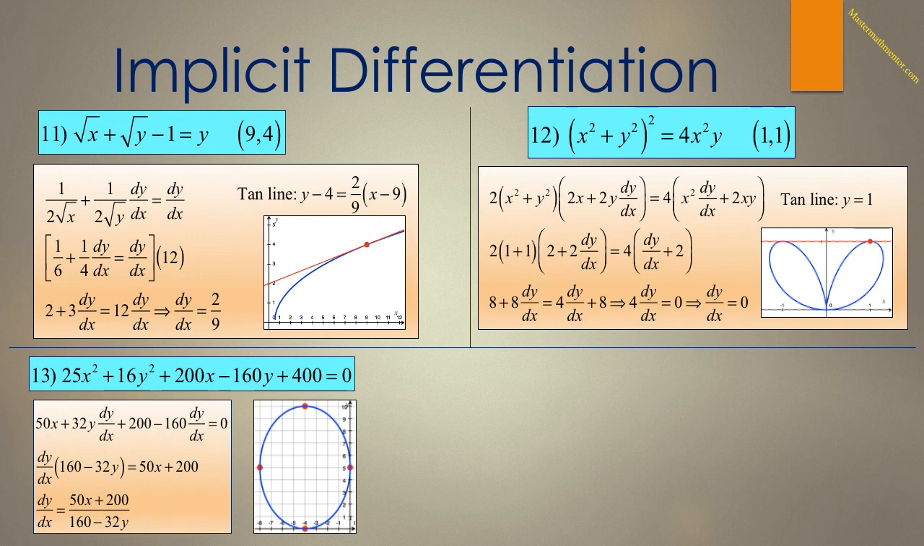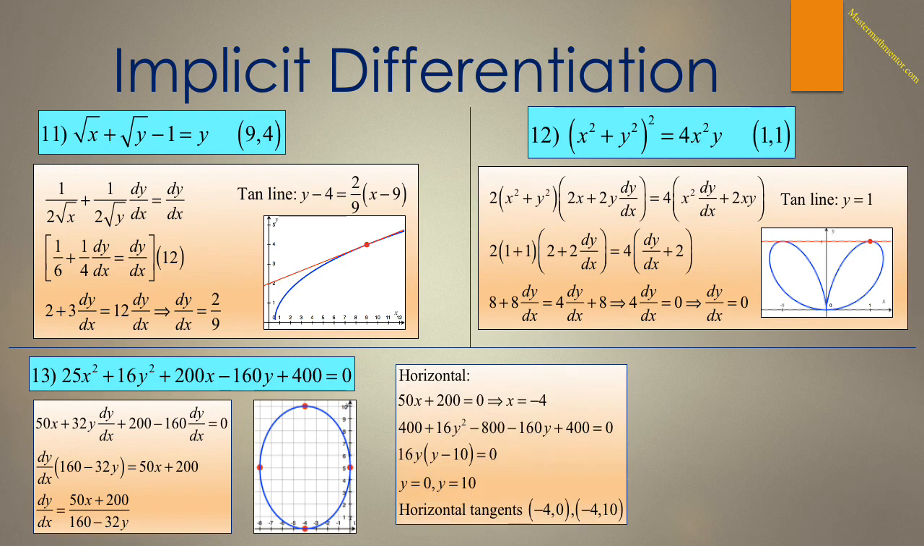Let's start by taking the derivative. We do the work implicitly and get 50x plus 32y dy/dx plus 200 minus 160 dy/dx equals 0. That leaves us with dy/dx times (160 minus 32y) is equal to 50x plus 200, and dy/dx is equal to (50x plus 200) all over (160 minus 32y).